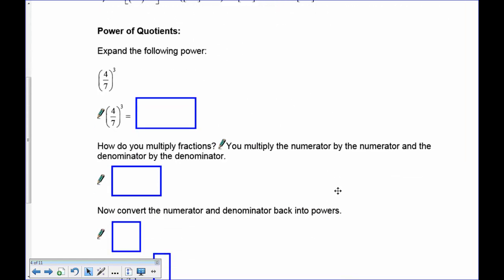All right, the third one. It's called power of quotients. Now, power of products meant that inside the brackets we were multiplying. Power of quotients means that inside the brackets we're going to be dividing. Quotient is the result of a division question.